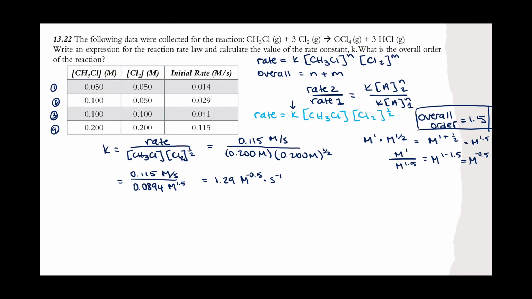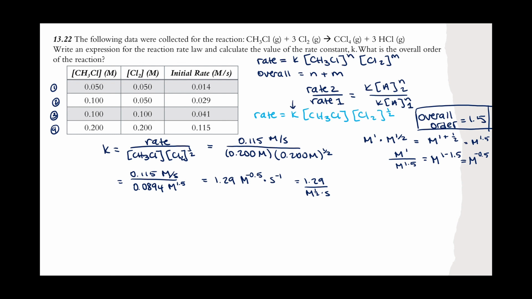You could also write this value as 1.29 divided by molarity to the 1/2 times seconds, and then you don't have negative numbers. But if you wanted to write them all in one row, like I did here, you could do that as well. You just have to include the negative number.